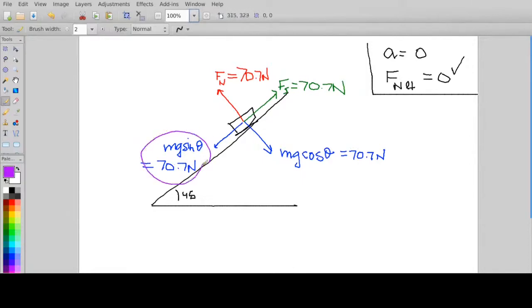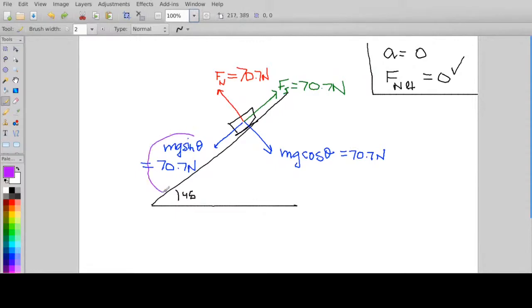If this force here were bigger, that's the parallel force downhill, if that were bigger than the frictional force, then who would win? Well, then the gravitational force would win, and it would accelerate downhill. Conversely, if the static friction uphill were bigger than the force of gravity downhill, the static friction would win, and it would accelerate uphill, which it doesn't do. It doesn't do either of those things.